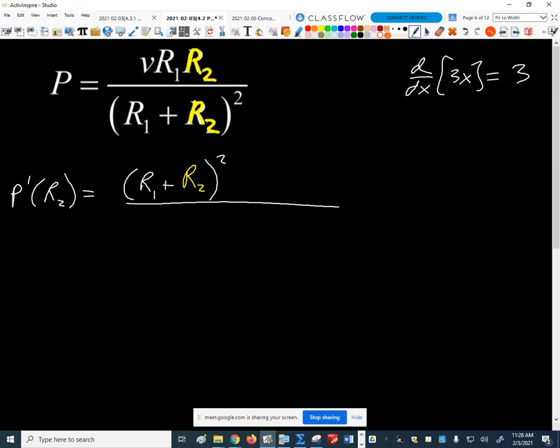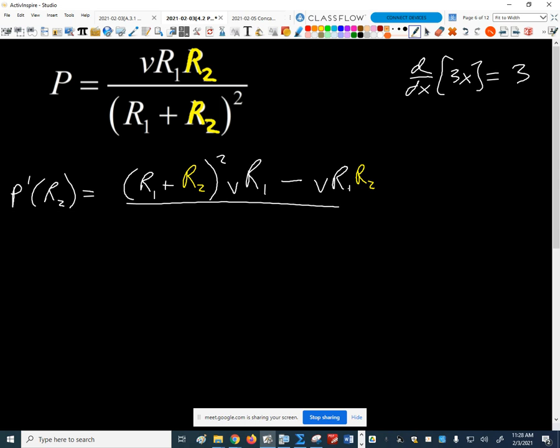Derivative of R2 with respect to R2 would just be a 1. So I'm going to get VR1 minus the top, right? So VR1 R2 times the derivative of the bottom. Now that's going to have 2 links in the chain, isn't it? Because I've got a power function, and then inside that I've got something inside the power function.